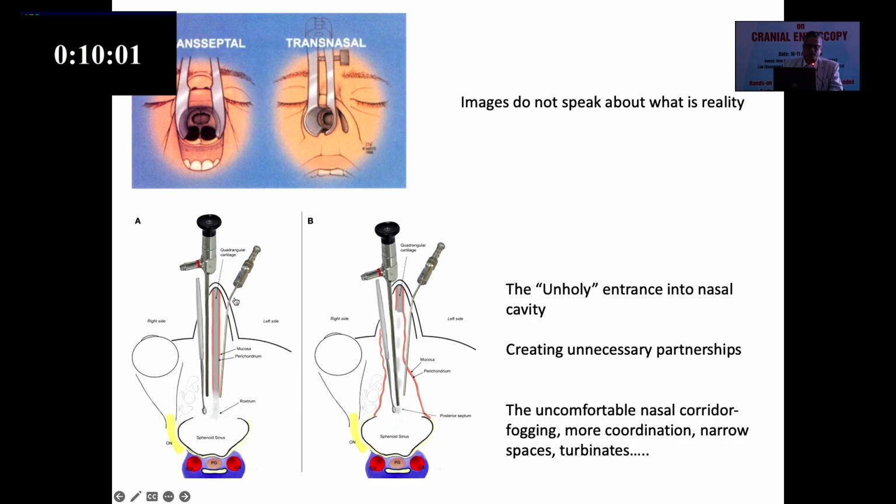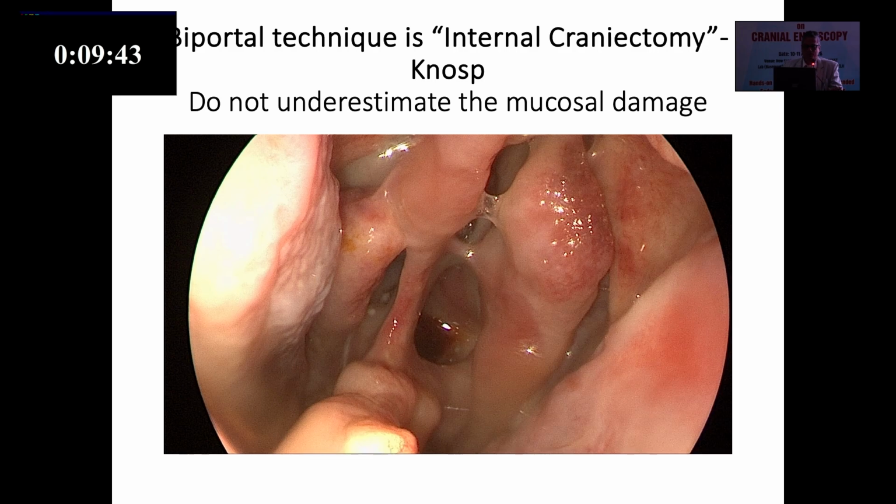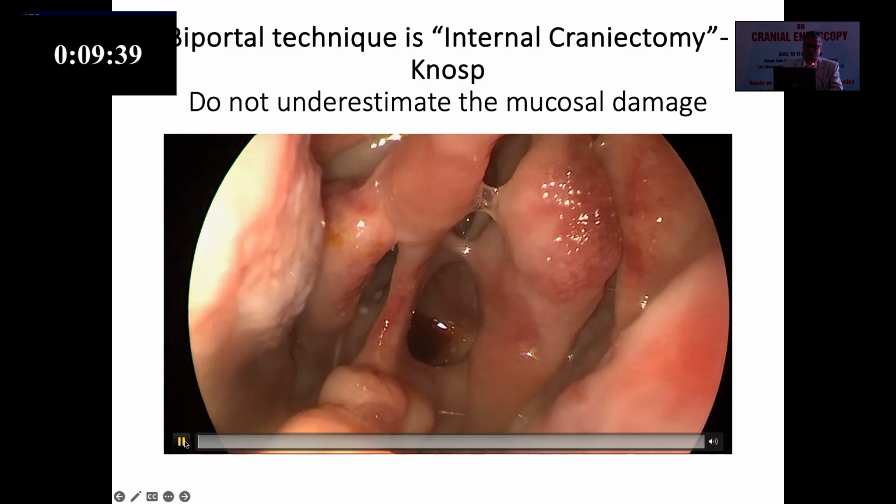And right from the beginning, even though many people would say that you do this biportal, binasal approach, I was never comfortable with this. Because I always used to feel that this is an unholy entrance into the nasal cavity and you're kind of destroying a lot of these things. And right from the beginning, we have undermined the amount of nasal damage that can be produced.